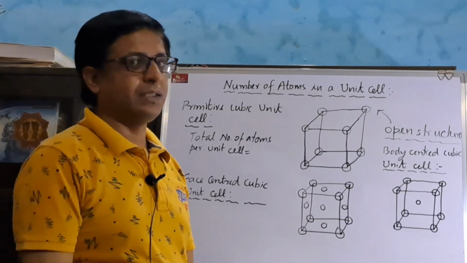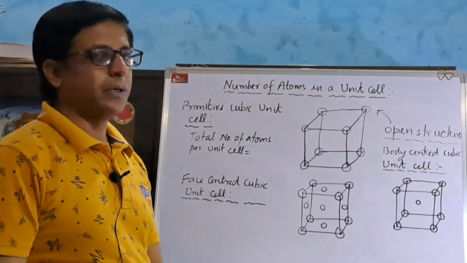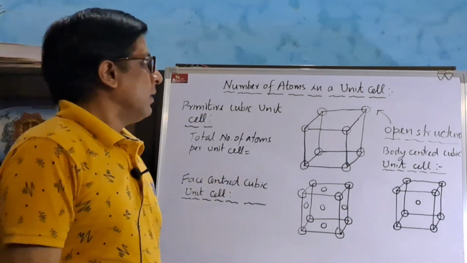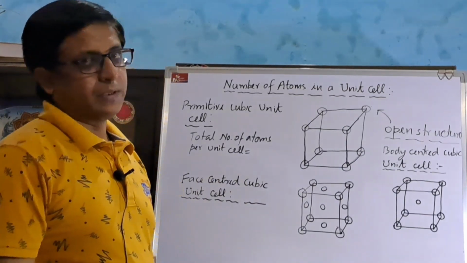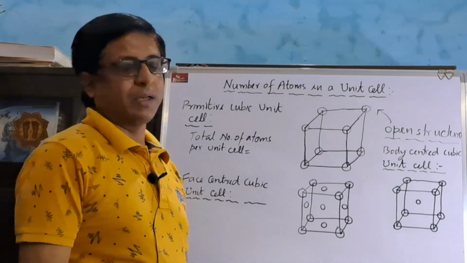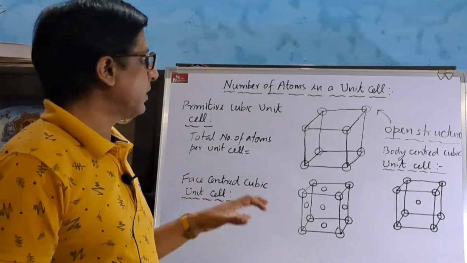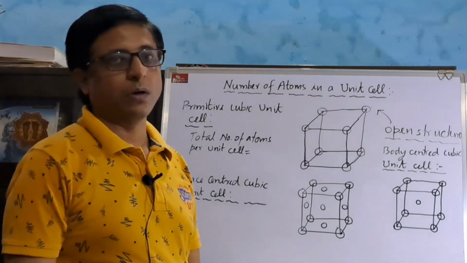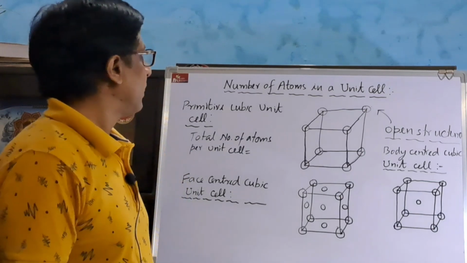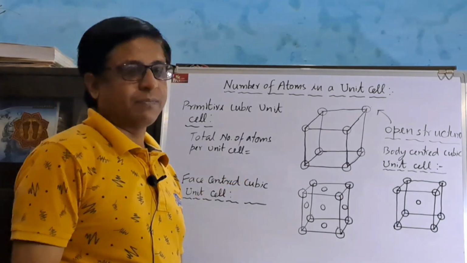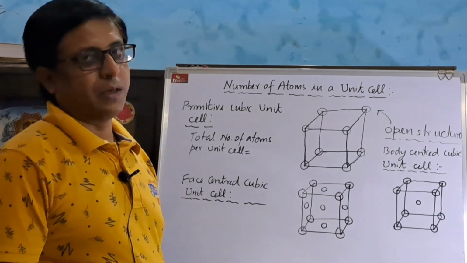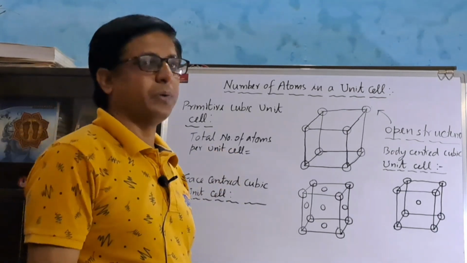We know that each crystal lattice is made up of a number of unit cells, and at each lattice point there is a constituent particle. This constituent particle may be an atom, molecule or ion. For simplicity, we shall take atom as the constituent particle and we shall consider the cubic unit cell.